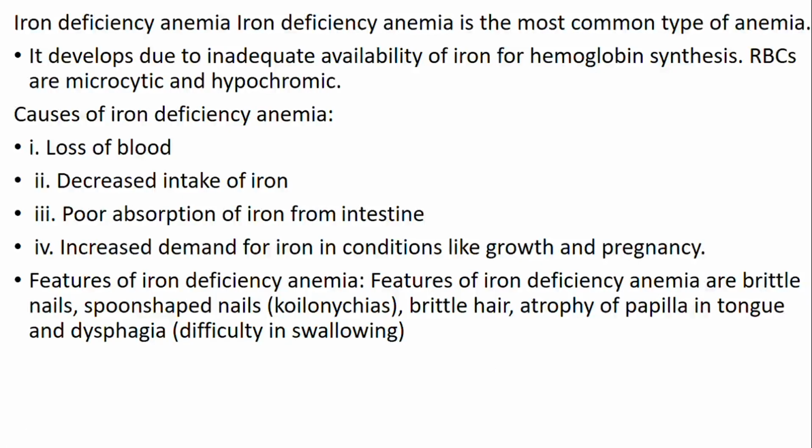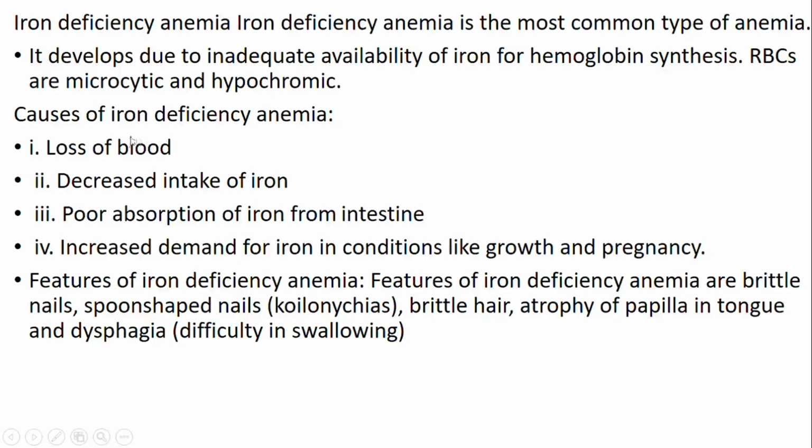And the third part of the same question was iron deficiency anemia. Iron deficiency anemia is the most common type of anemia. It develops due to inadequate availability of iron for hemoglobin synthesis. RBCs are microcytic and hypochromic.